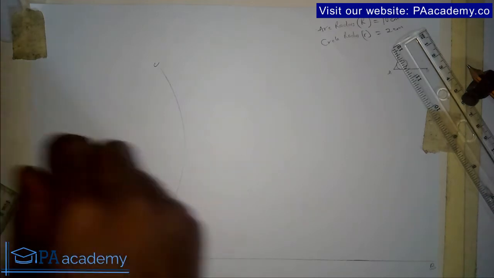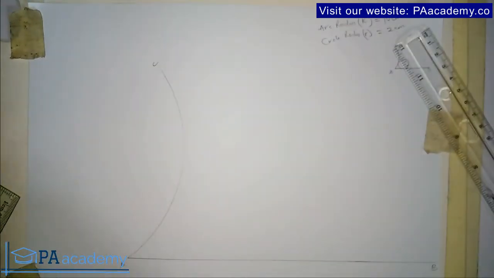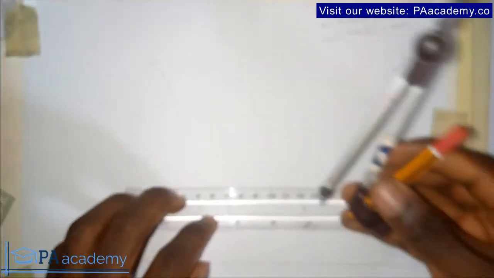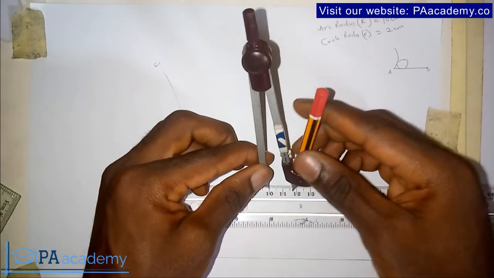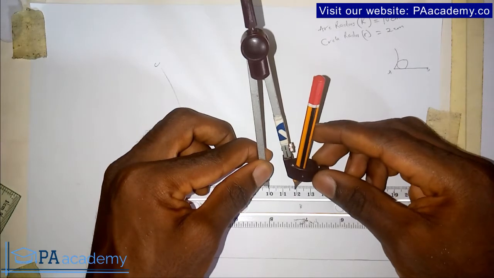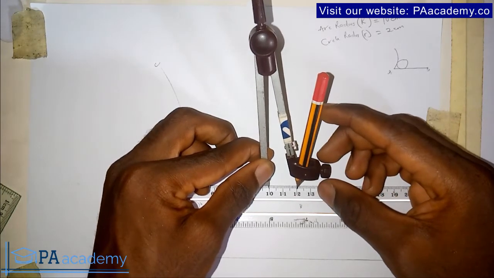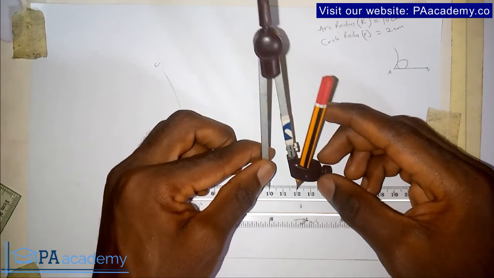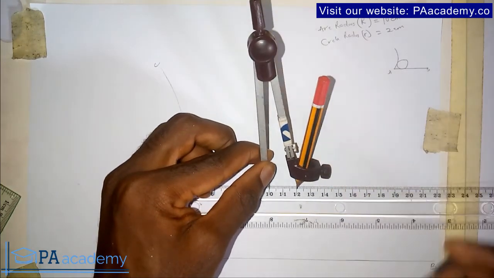To do that, we are just going to apply the principle of drawing a parallel line. I have done a video on how to draw a line parallel to a given straight line. If you check the playlist on technical drawing or the description of this video, you'll find it there. So I'll just pick my compass. Now I've measured the 2 centimeter.